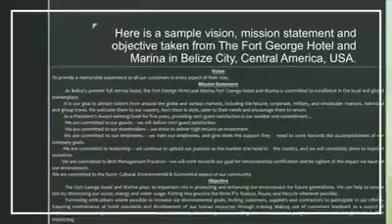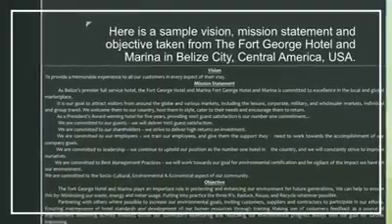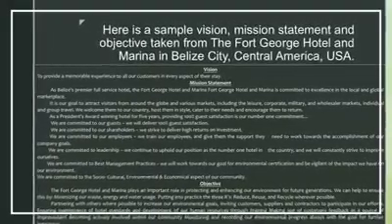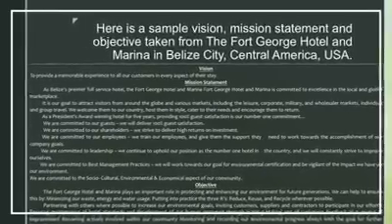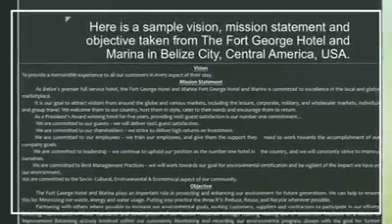Here is a sample vision, mission statement, and objective taken from the Fort George Hotel and Marina in Belize City, Central America. Think of how these statements of vision, mission, and objectives would help in achieving successful communication in this particular hotel industry.